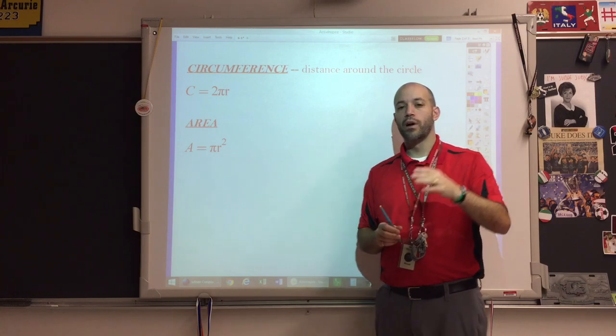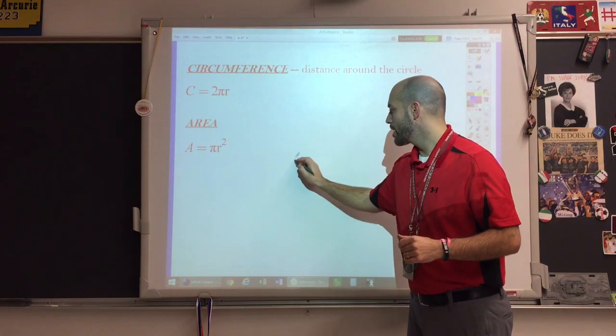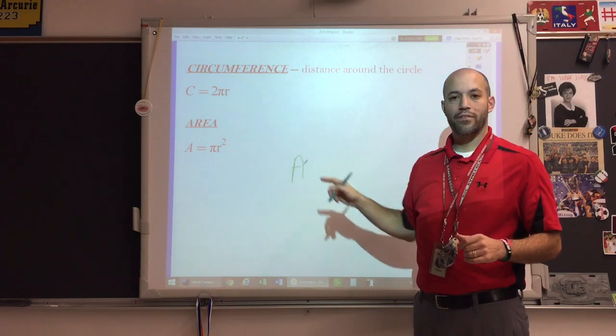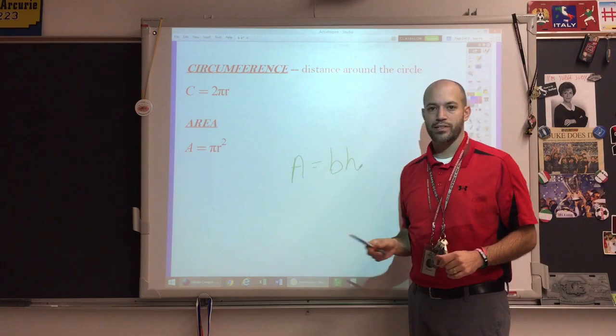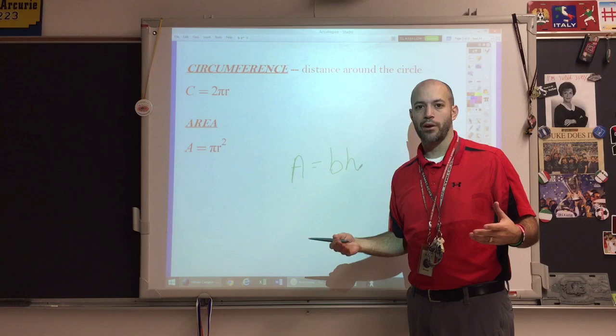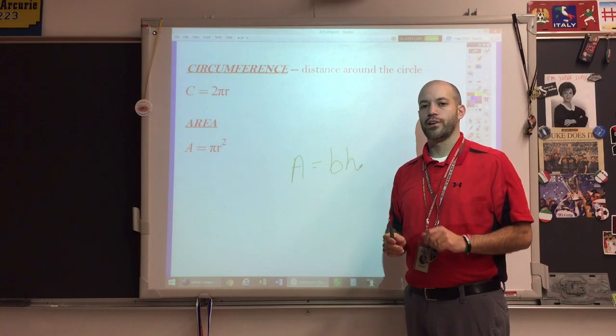Now, one little known fact that we might not know about is that the area of a circle actually comes from the area equals base times height for a quadrilateral. Now, I'm going to show you a little video here that's going to prove this theory.